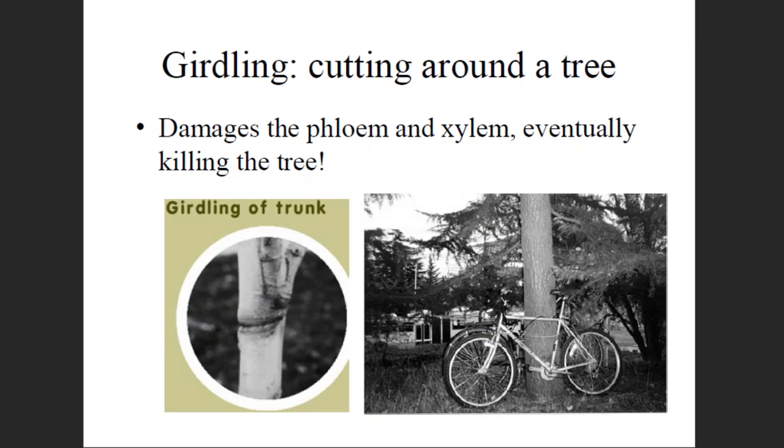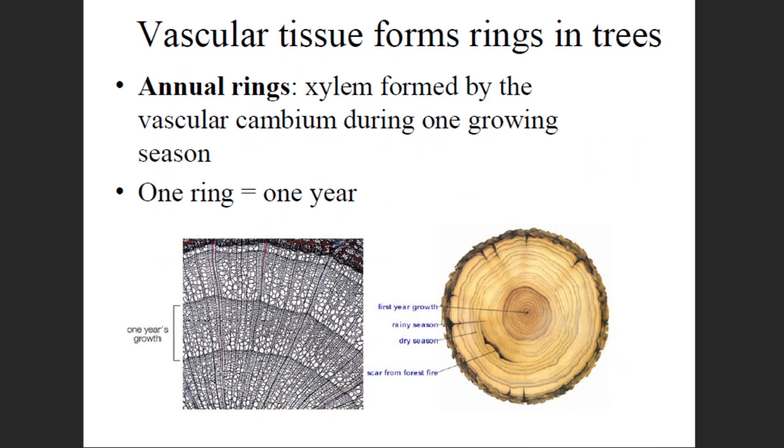Girdling, that is cutting around a tree, can damage the phloem and xylem, that is the conducting tissues, and eventually the plant can die. Annual rings: these vascular tissues, xylem and phloem, keep on growing every year, so we can call them annual rings also. Every year a new ring is formed. So if you take a section of such a plant and count the number of rings, we can estimate the exact age of that particular plant.